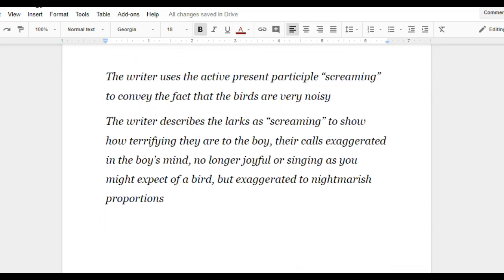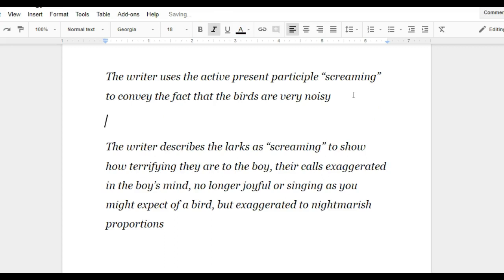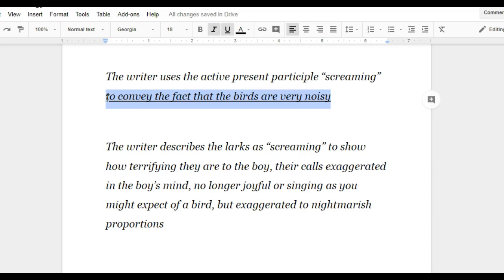So here are some examples, and we've got two here. "The writer uses the active present participle screaming." So I'm kind of going, is it? Okay, or maybe. "To convey the fact that the birds are very noisy." Alright, so what have we got? We have got a simple comment. You see where I'm going? I'm looking at the quality of the comment. I don't care about that active present participle flashy language. I'm looking at the quality of the comment: to convey the fact that the birds are very noisy. Okay, screaming, yes, very noisy. So I'm going, okay, simple comment.